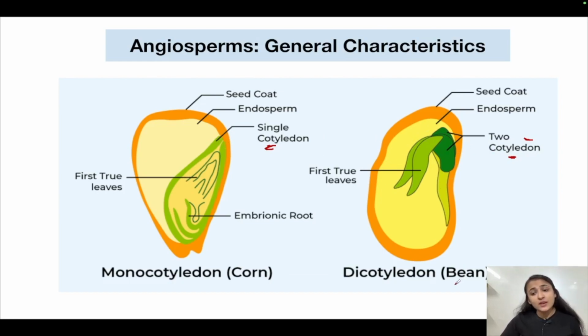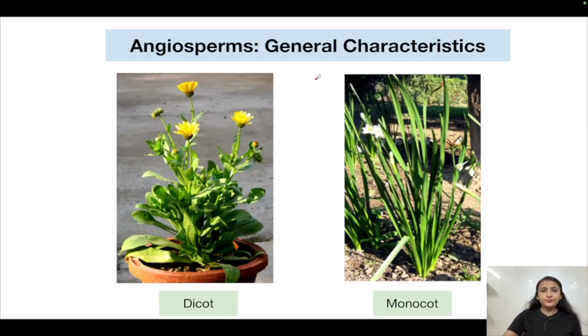An example of a dicot is bean. Then a monocot example is corn plant or maize. It has 1 cotyledon in its embryo. So this was about the difference between dicot and monocot plants regarding their seeds.